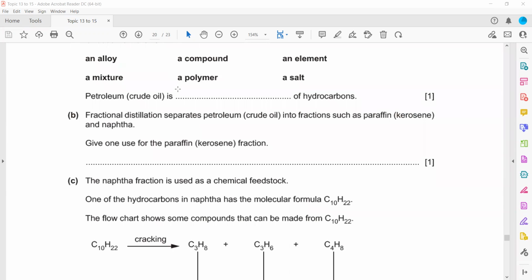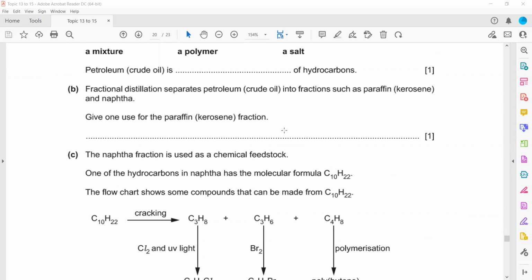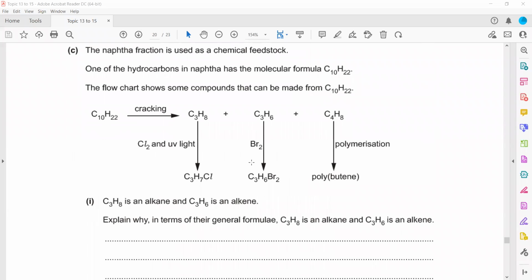Fractional distillation separates the petroleum or crude oil into fractions such as paraffin or naphtha. One use of paraffin, or kerosene, is as a jet fuel, aircraft fuel. The naphtha fraction is used as a chemical feedstock. One of the hydrocarbons in naphtha has a molecular formula of C10H22. The flow chart shows some compounds that can be made from C10H22.